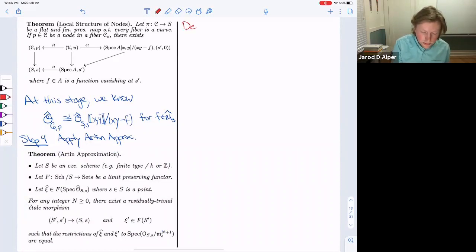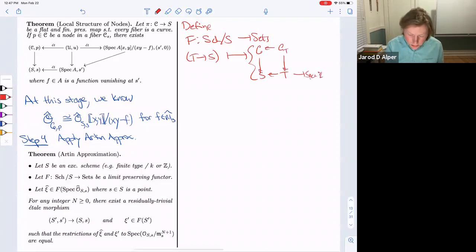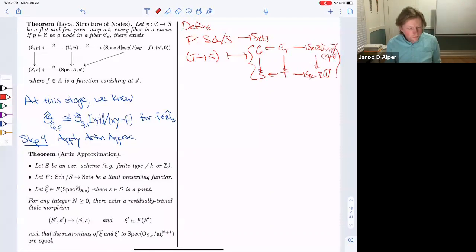So let's define a functor F from schemes over S to sets, where the scheme T over S goes to the set of diagrams, where T maps to Spec Z, and this maps to Spec. And so this is our functor, and because C over S is locally of finite presentation, you can check that this functor is limit preserving.